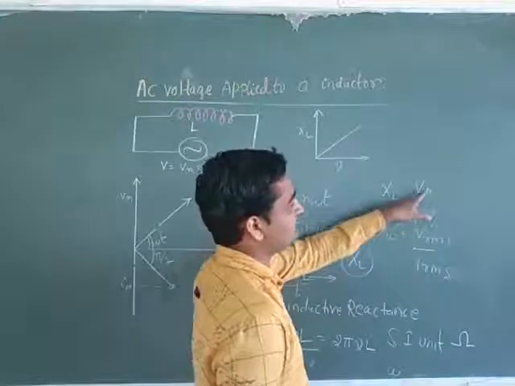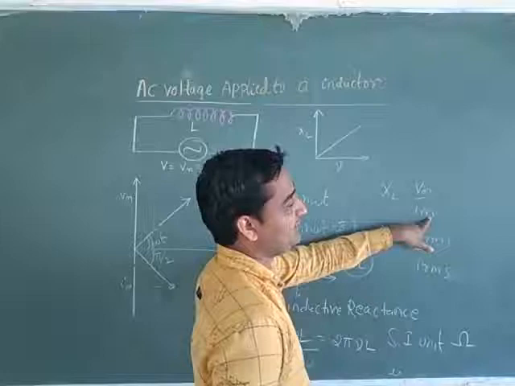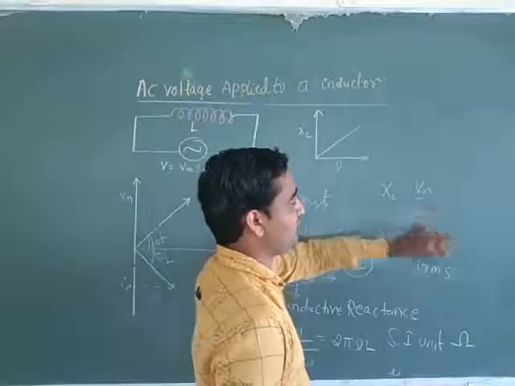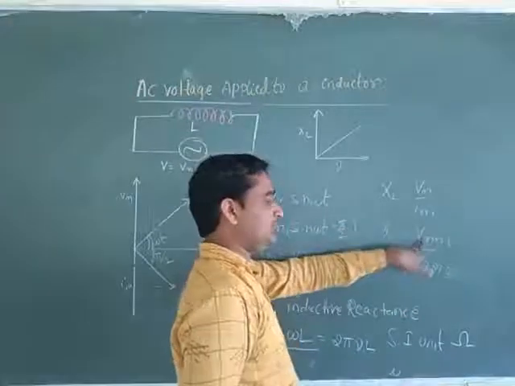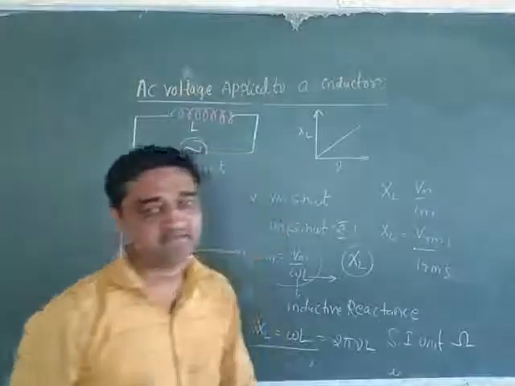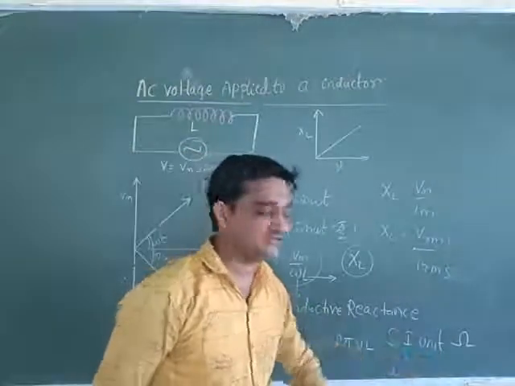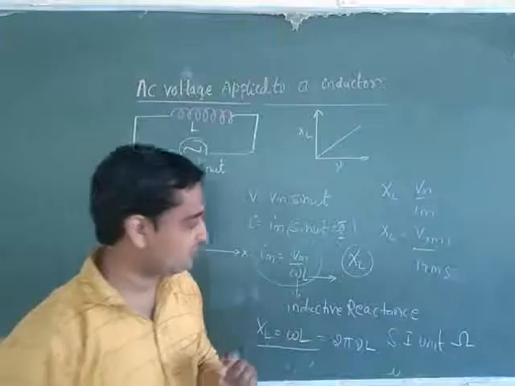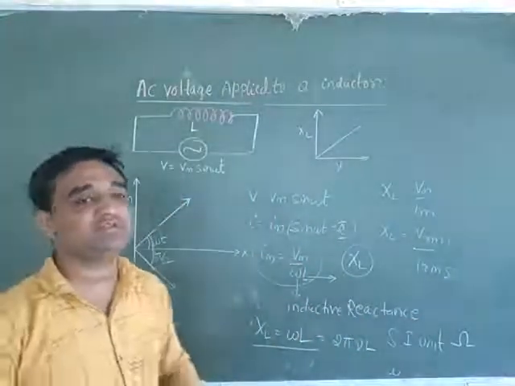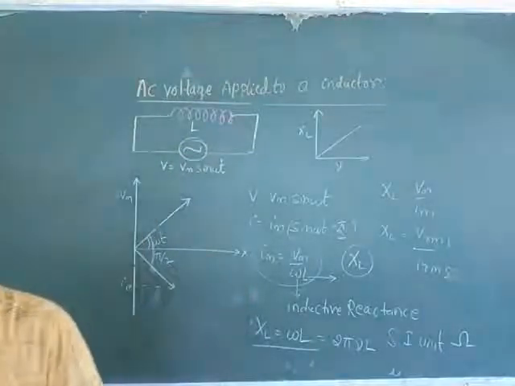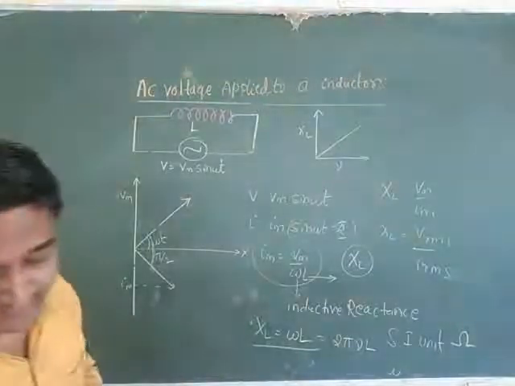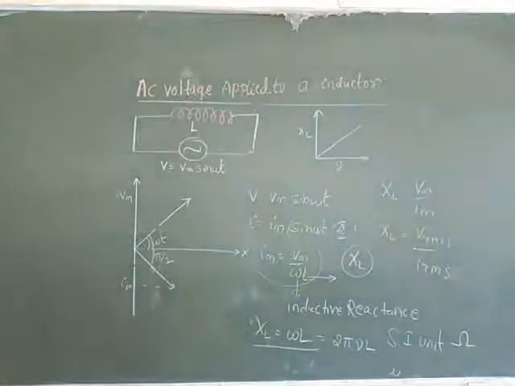Also XL is equal to Vm divided by Im. In terms of the peak value of current, inductive reactance is defined as the ratio of the peak value of voltage to the peak value of current. In terms of RMS values, inductive reactance is equal to Vrms divided by Irms, and the SI unit of inductive reactance is ohm. So finally, inductive reactance is the effective opposition offered by the inductor to the flow of AC current. This is about today's class.